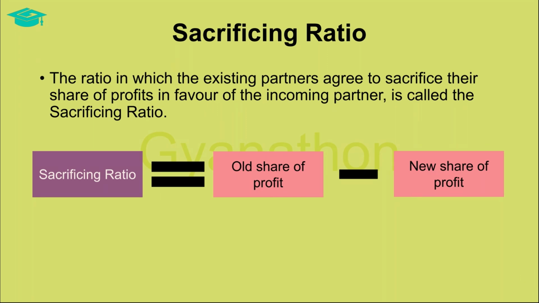As we already saw, the existing partners surrender a portion of their share in profits in order to accommodate the incoming new partner. The ratio in which the existing partners sacrifice their share for the new partner is called the sacrificing ratio. The sacrificing ratio of the existing partners is calculated as the old share of profit of the existing partners as deducted by the new share of profit of the existing partners.